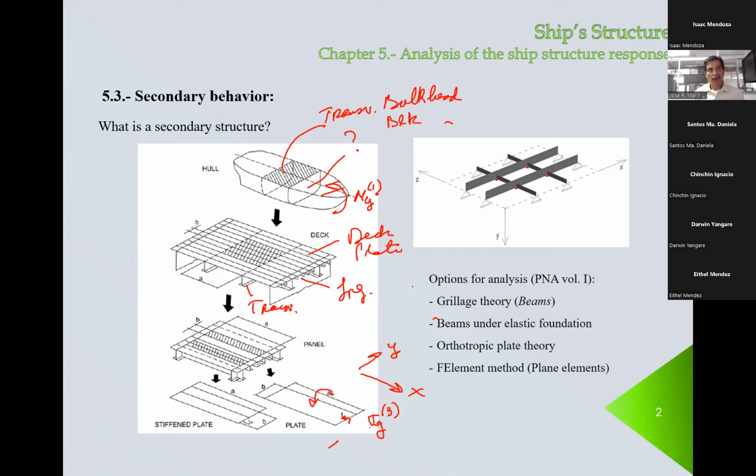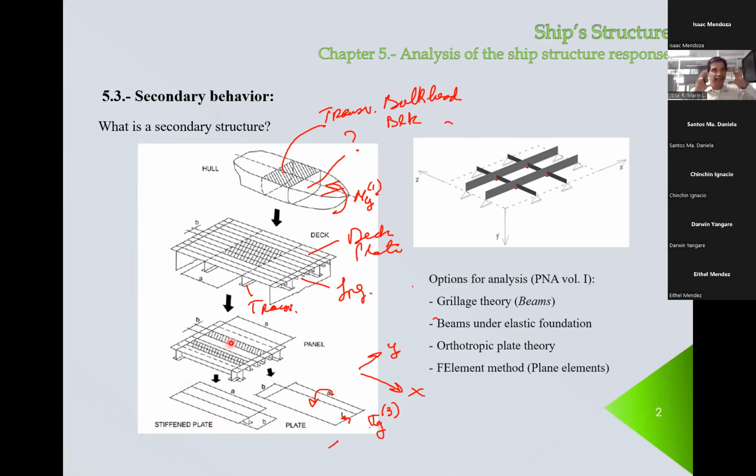So from these 4, mostly what we're going to talk about is the grillage theory. And at the end of this session, I will mention one extreme case, okay? That is this one here.